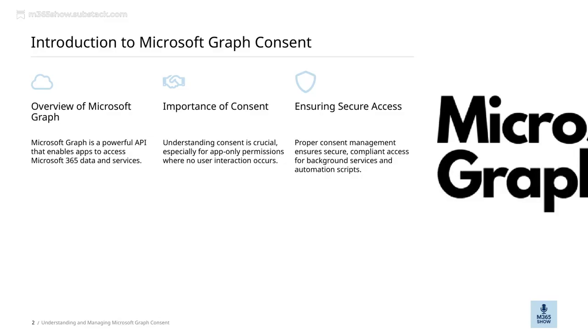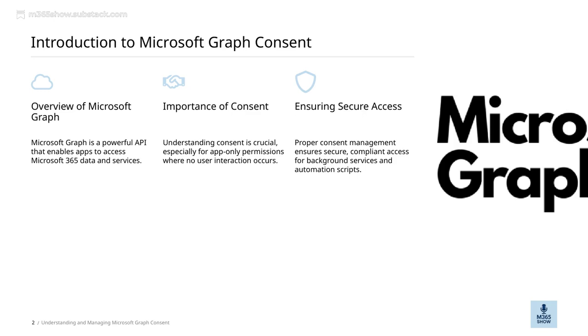Let's dive into the introduction to Microsoft Graph Consent. Understanding and managing this consent is essential for ensuring secure and compliant access, especially when dealing with background services and automation scripts. Proper consent management helps us control what data our applications can access and prevents unauthorized usage. Now, it's particularly important to understand consent when we're working with app-only permissions, where there's no direct user interaction involved. This is a key point because it impacts how we grant and verify permissions in automated scenarios.